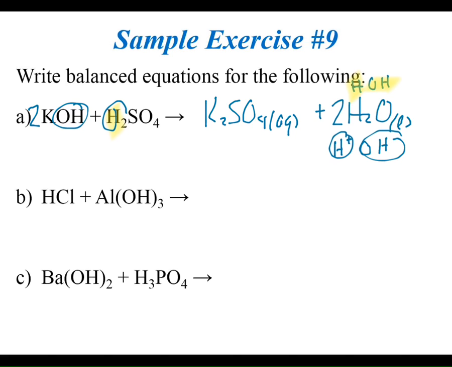Okay, your turn. Try the next one. Hydrochloric acid and aluminum hydroxide.